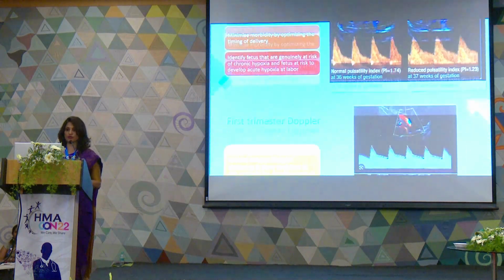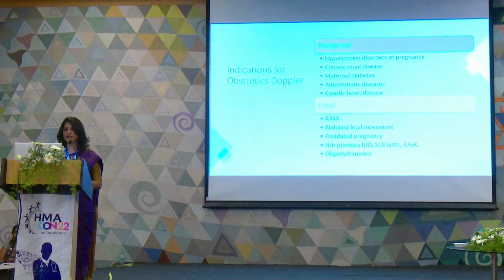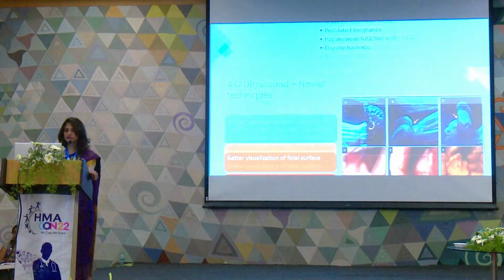First trimester Doppler, obviously we screen both the uterine arteries, which helps us to detect at-risk patients for the development of PIH and FGR, fetal growth retardation later in pregnancy, and ductus venosus Doppler acts as a screening tool for aneuploidies. Now, again, indications are diabetes, chronic renal disease, maternal disease, autoimmune diseases, and fetal IUGR, reduced movements, and so on.